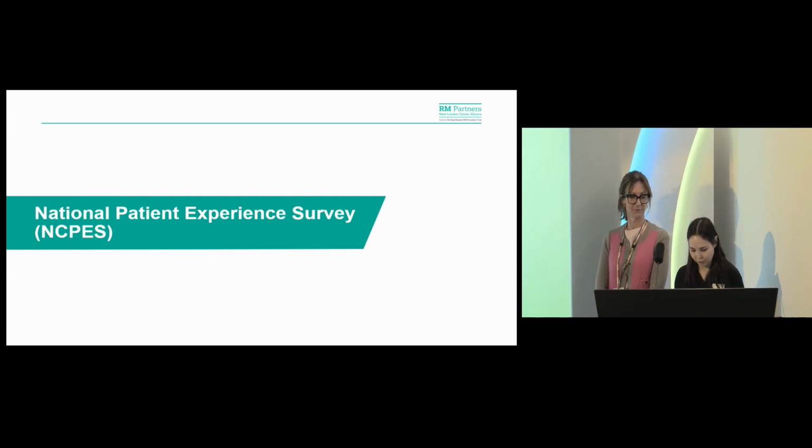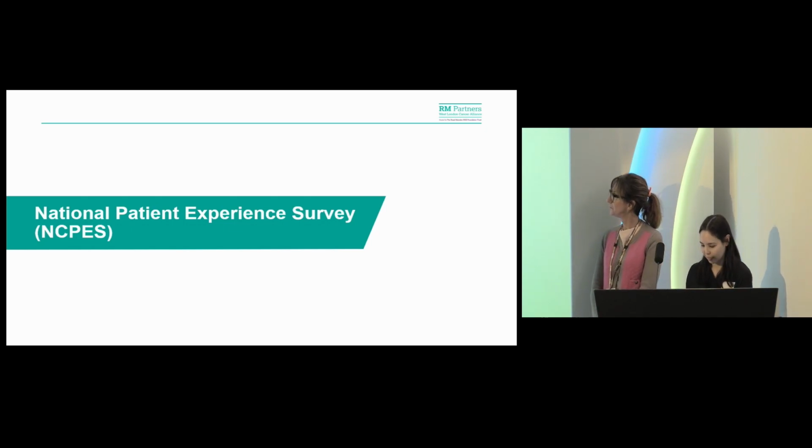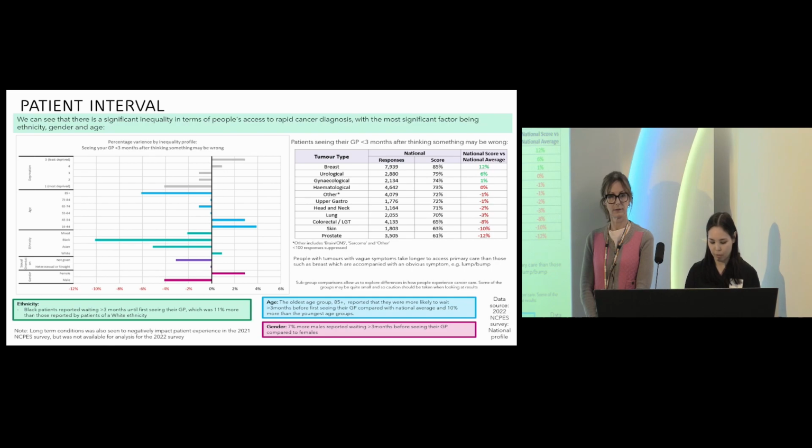So one data source that we can use to identify potential inequalities is the National Patient Experience Survey, so NC-PES. This is an annual survey that's run by NHS England, and it covers all parts of the patient's cancer pathway, from primary care, seeing your GP, through to treatment, and living with and beyond cancer. So the data that I'll present is from the 2022 survey, and it's looking at the national results due to low response rates for some of the subgroups. But these findings are actually indicative of what is going on more locally as well. So we've just picked out a few key questions here.